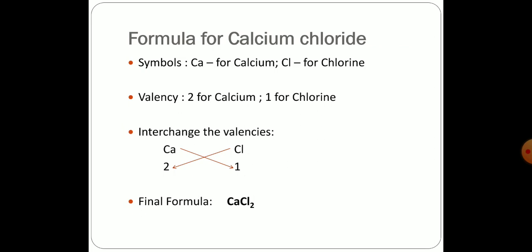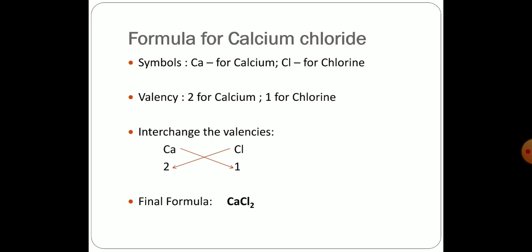Okay, so now we will see how we are going to write the formula for calcium chloride. The moment you see the words calcium and chloride, you can say two elements are involved. What are the two elements? One is calcium, one is chlorine. So what are their respective symbols? Ca for calcium, Cl for chlorine. Now what are the valencies? The valency of calcium is 2 and the valency of chlorine is 1.